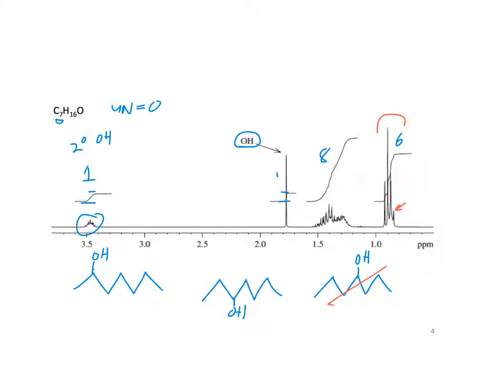I think it's the middle one. So if we had the middle one, then essentially we should have, this is a triplet, this is a triplet, right? We should have somehow two overlapping triplets. And if we had this one over here, this should be a doublet, and this one should be a triplet, right? So we kind of have to sort out what we think is happening down there in that methyl group range.